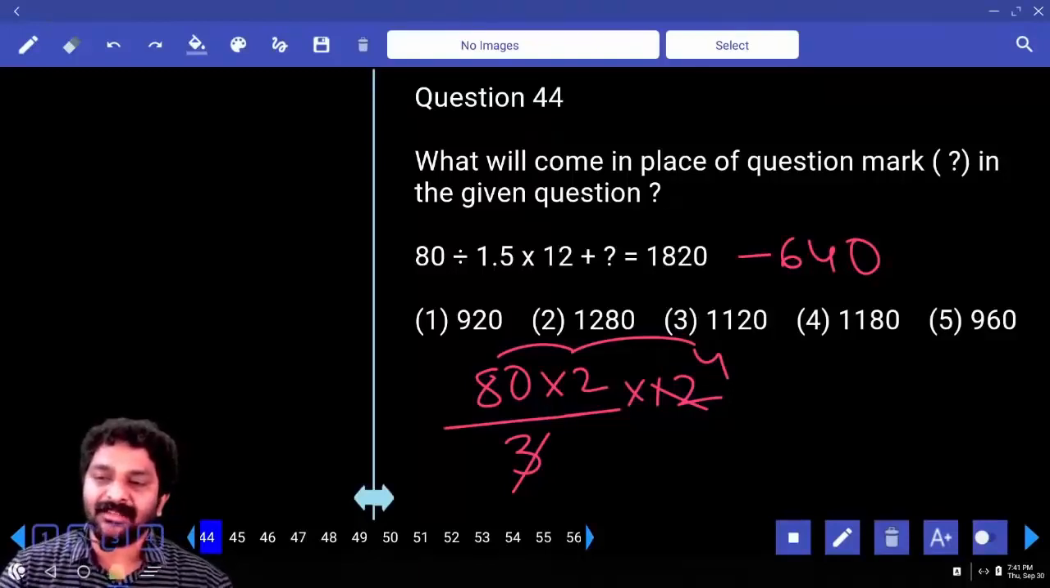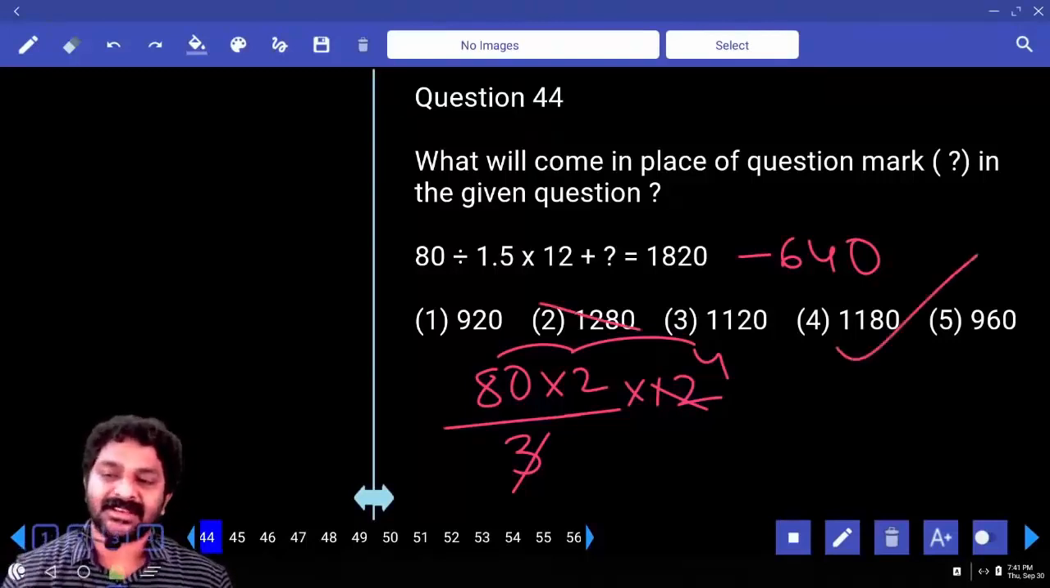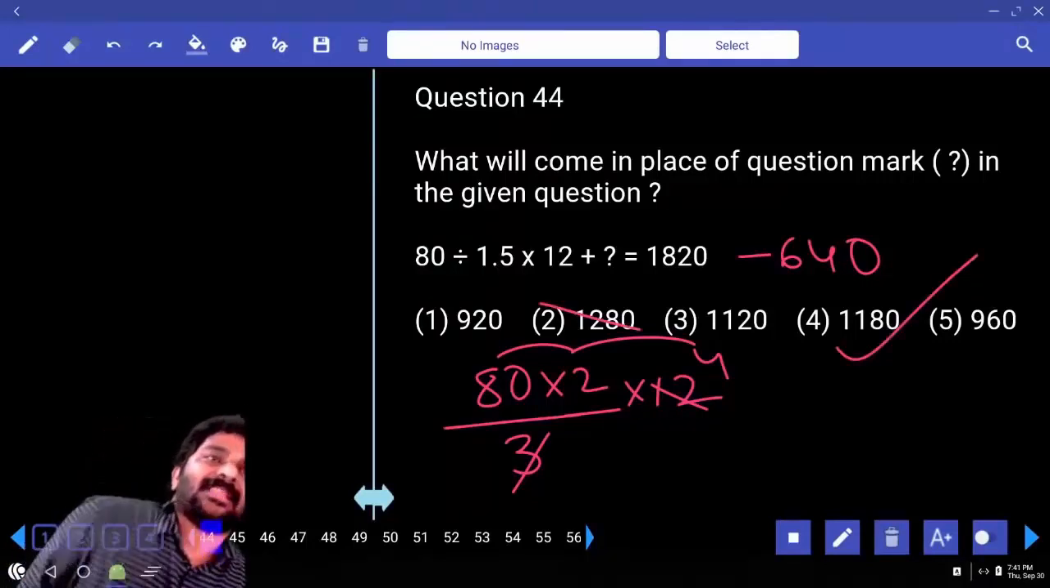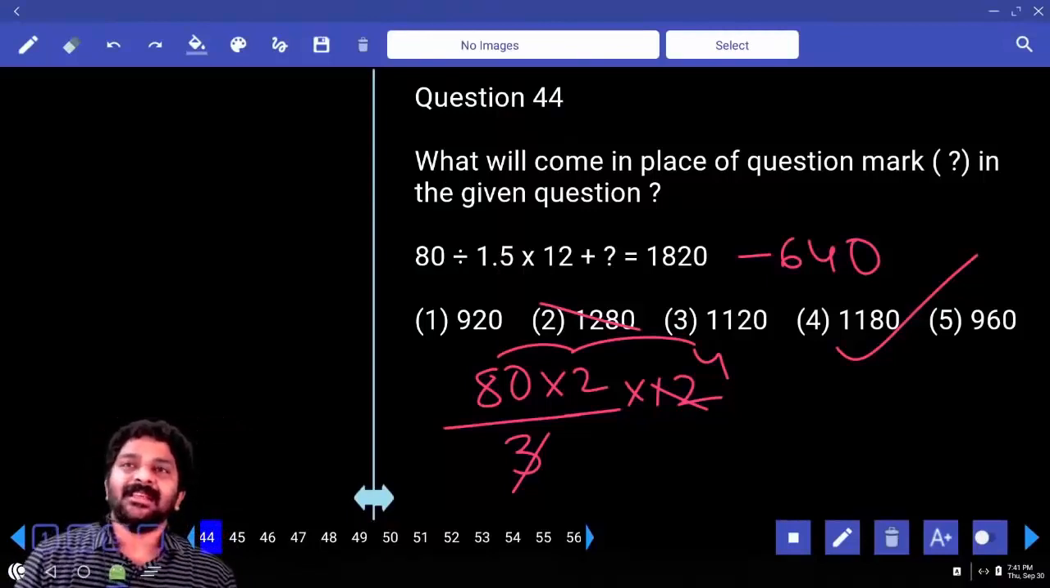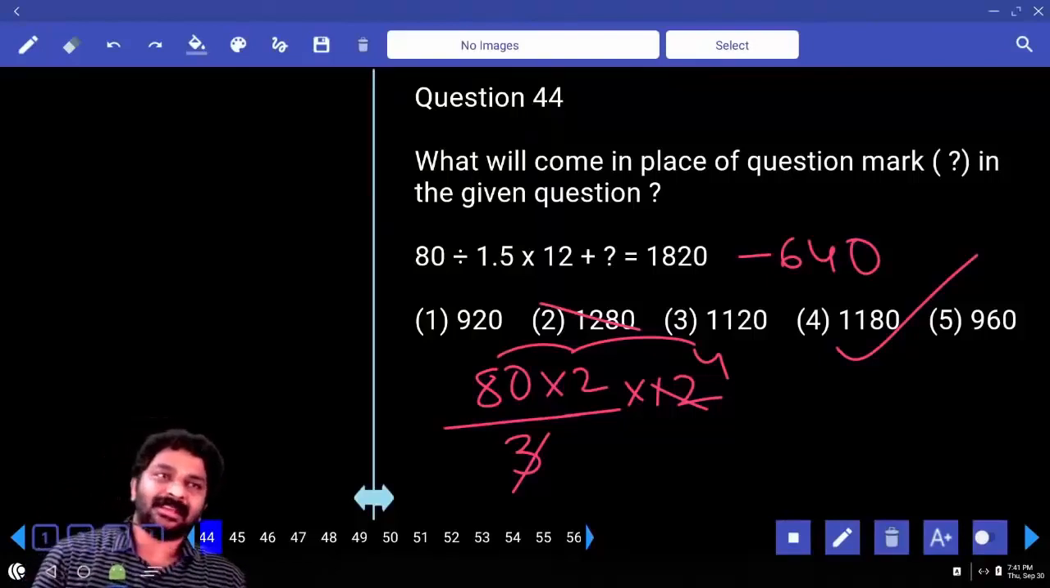Yes. How many options are ending with 80? But the second cannot be your answer. Fourth is the final answer. Why not the second? Because we have 1200. 1200, 600, 1800, 80, 40, 120. The answer is coming to 1920. So it cannot be the one.